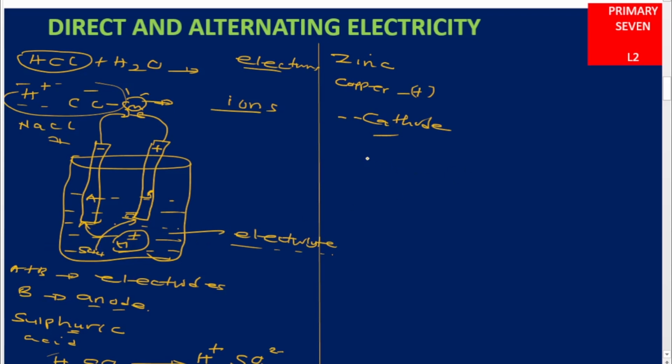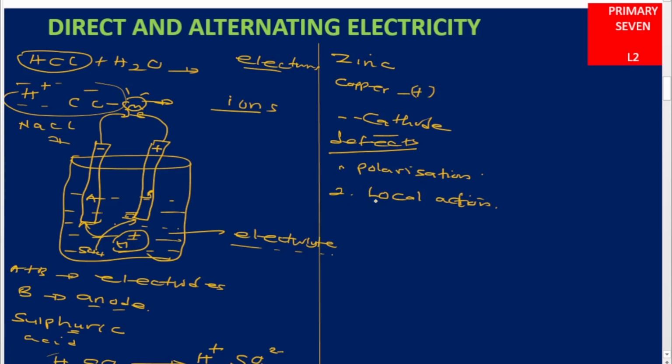Now this wet cell, it has challenges or defects, the things that disturb it. One, there is what we call polarization. You have to get this one. And number two, there is what we call local action. Yes, we have local action. Now we are going to understand what polarization is.